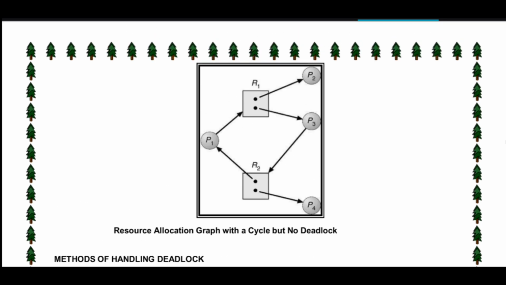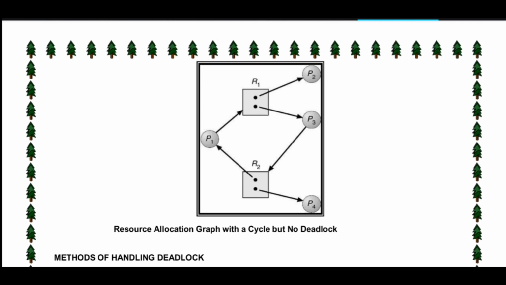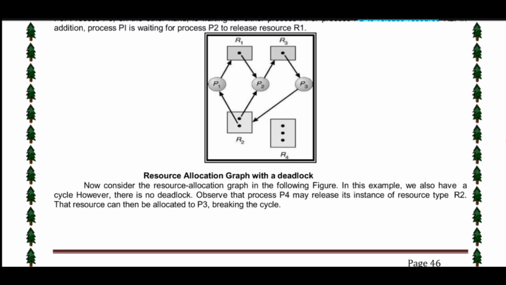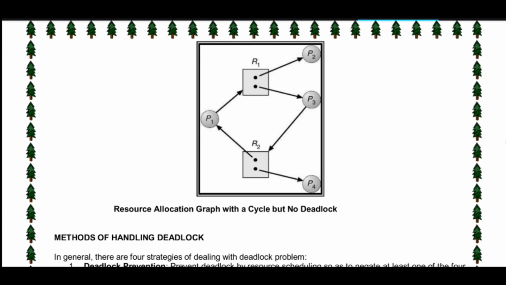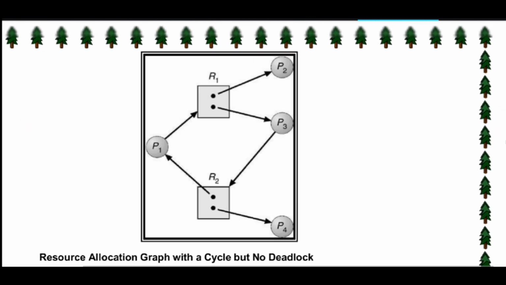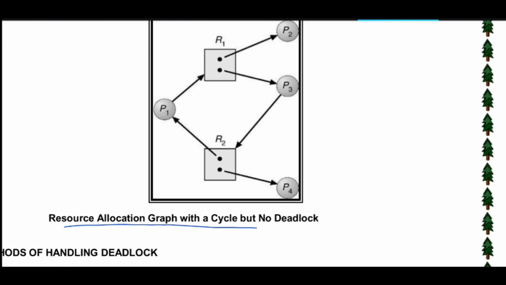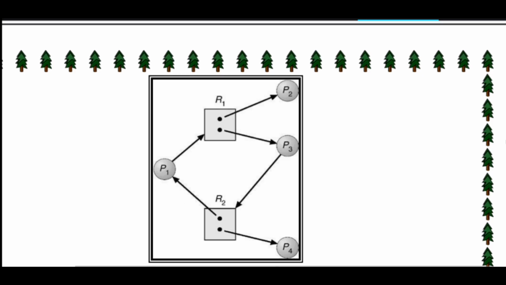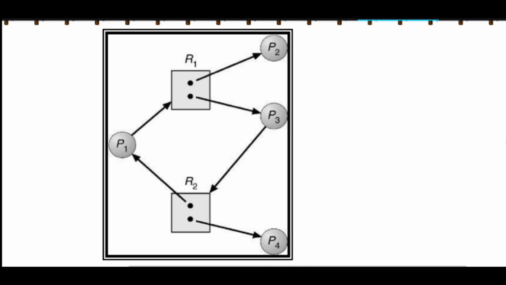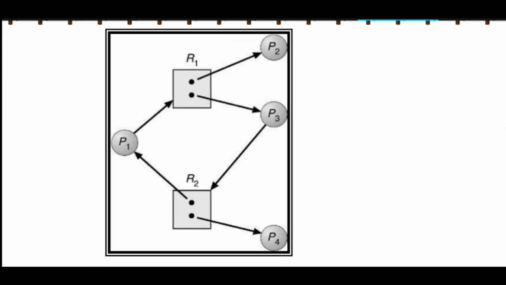Next, here is another graph. One is a resource allocation graph with a deadlock. Here is the cycle, the deadlock cycle is present. Then here is another example, a resource allocation graph with a cycle but no deadlock. Here is a cycle but no deadlock. Let's figure it out.